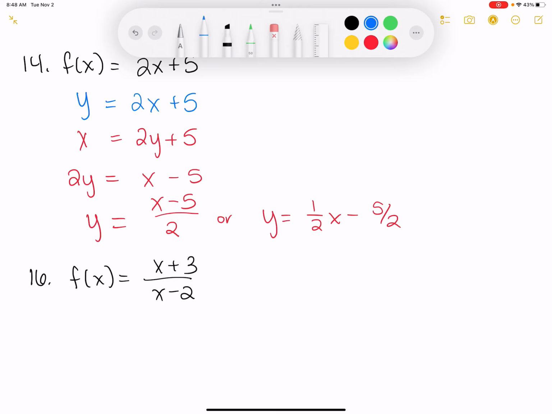Okay, so again, remember f of x can be written as y. When you initially write down the problem, if you want to go ahead and write this as y instead of f of x, that's totally fine.